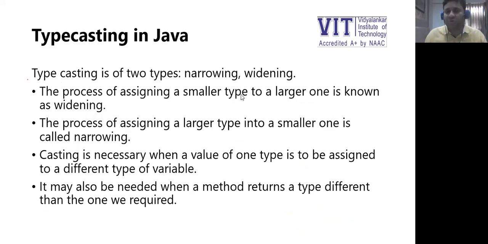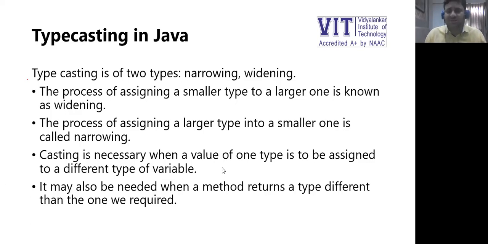See, typecasting is of two types. Narrowing, when I say narrowing, it's from higher type to lower type. And when I say widening, it's from lower type to higher type. The process of assigning a smaller type value to a larger one is known as widening. And the process of assigning a larger type to a smaller one is known as narrowing, higher type to lower type. Now, we are narrowing it. Obviously, when I'm narrowing, from higher type to lower type, there is a chance of losing precision. So if 3.4 is converted into integer, it will be 3. So I have lost the precision 0.4.